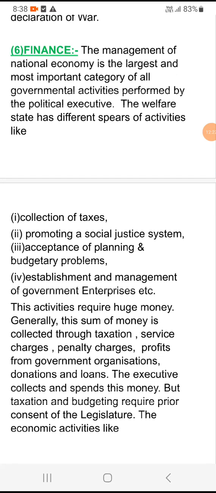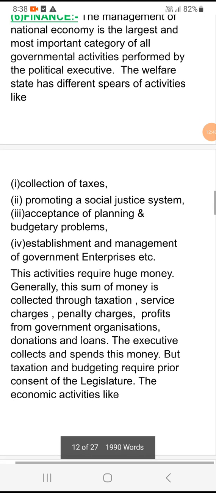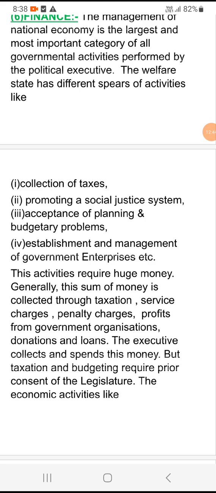Number 6. Finance. The management of the national economy is the largest and most important category of all governmental activities performed by the political executive. The welfare state has different spheres of activities like collection of taxes, promoting a social justice system. Promoting a social justice system means helping the backward people, for example, by providing legal aid or by establishing lok adalats, etc. Acceptance of planning and budgetary problems.